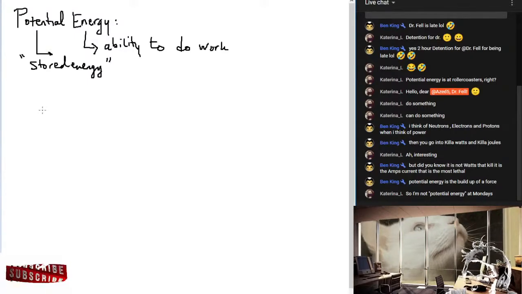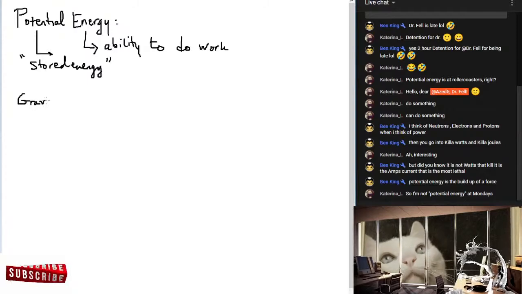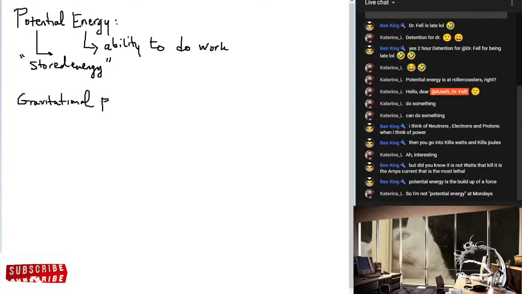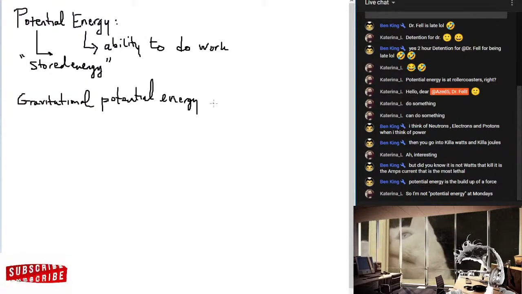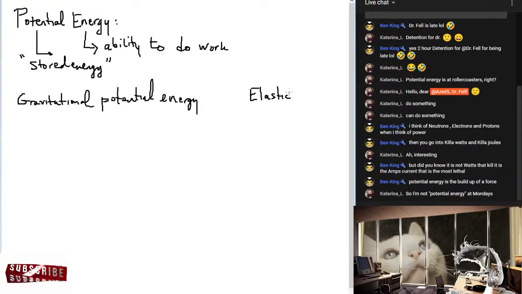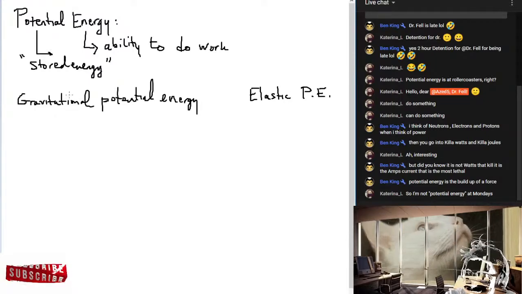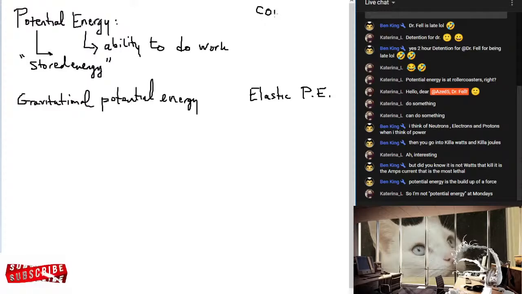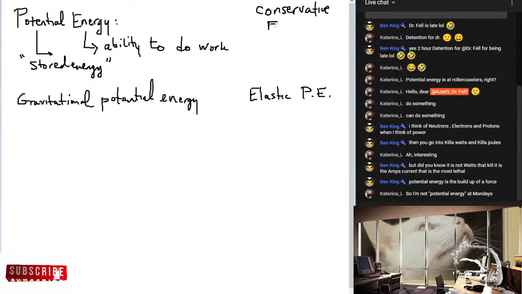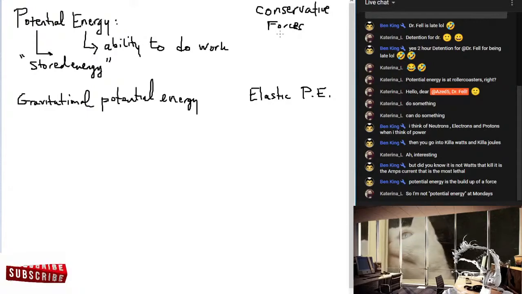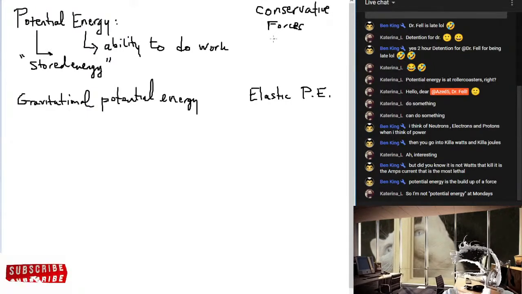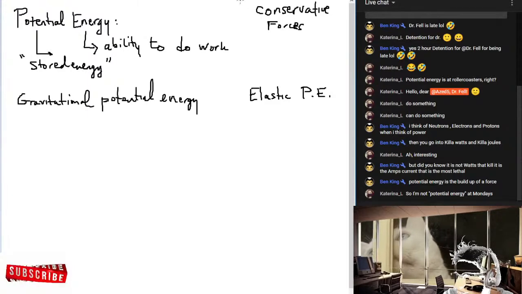So we're going to talk about two types. First is gravitational potential energy, and the other is elastic. And both of these are what we call conservative forces. Conservative forces means that you can exert the force and as a result energy can be stored. The force always tries to put the object back to the lower energy state. So it's kind of a tricky definition.